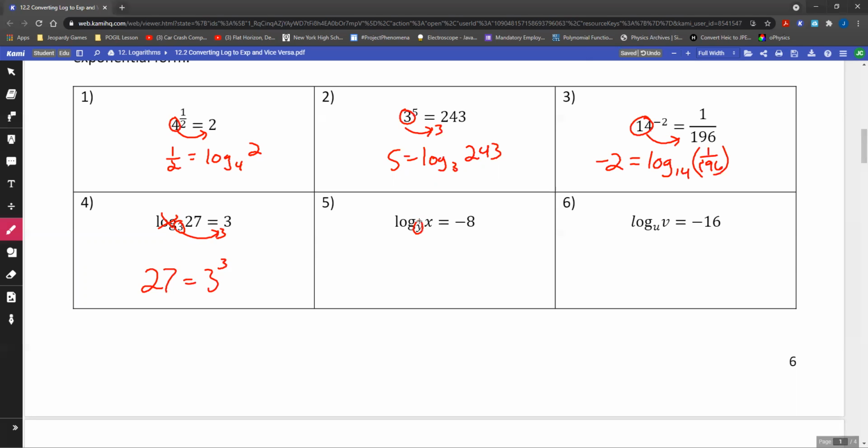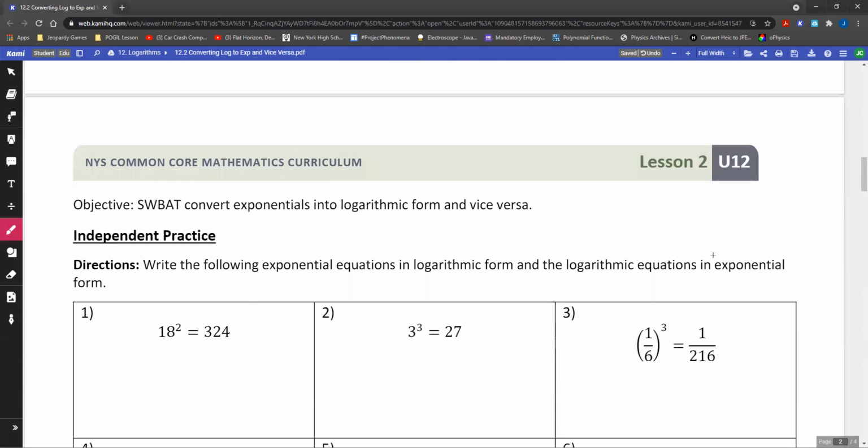I'm going to take the y over here, move it onto this side. Drop the log. And I have x equals y to the -8. Over here, the u is my base. It's going to get moved over here. Drop the log. So I have v on the left, u to the -16. And I think that's it.